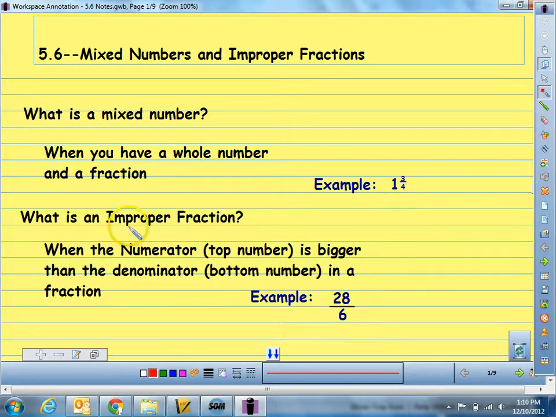So then on to what's an improper fraction. That's also sometimes known as a top-heavy fraction. It's when the numerator, the top number, is larger than the denominator, the bottom number. So when we have a fraction like this, where we have 28/6, this number on top is bigger than the number on bottom. That's called an improper fraction. So top-heavy fraction, improper fraction, same thing.